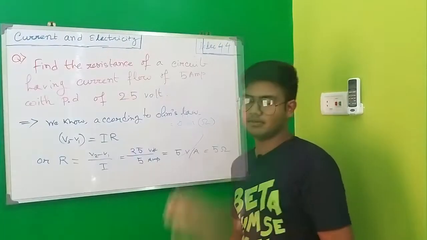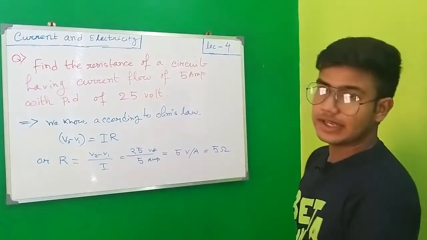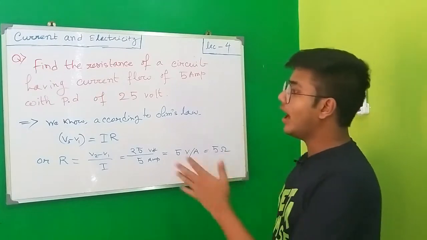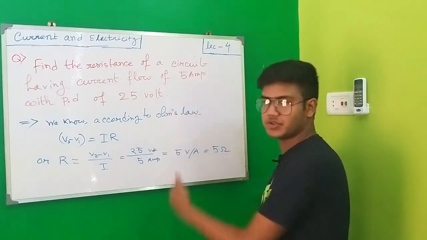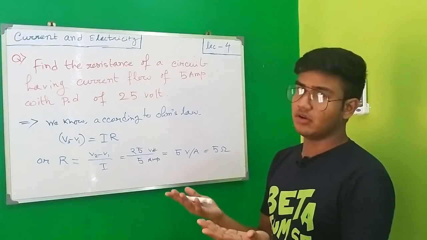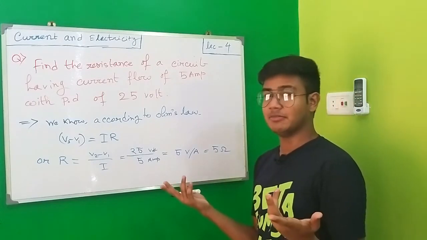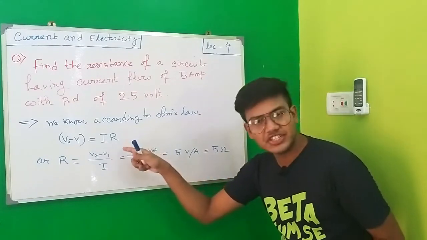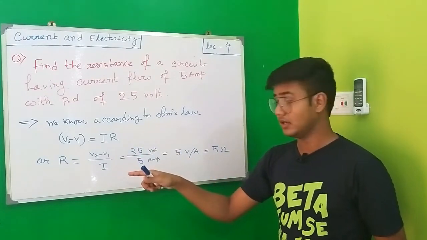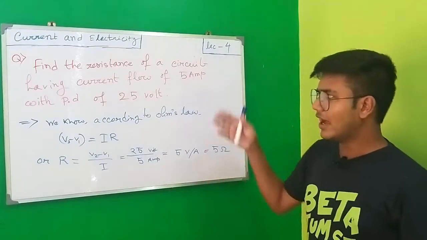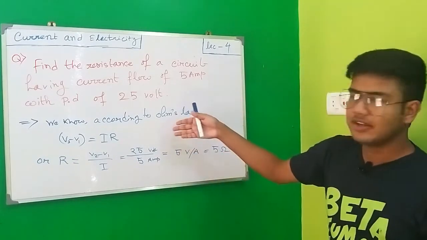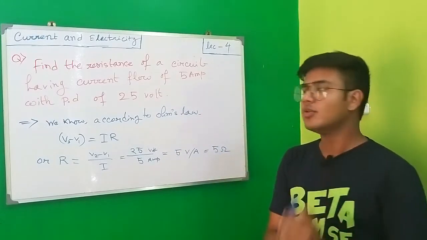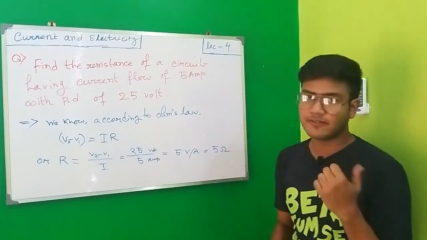Now moving to a sum: find the resistance of a circuit having a current flow of 5 ampere, and the potential difference is given as 25 volt. So we know Ohm's law. By applying that, we can say that R is equal to the potential difference divided by the current. If you put in the values as given, that is 25 by 5, which gives you 5 volt per ampere, that is 5 ohm. So the value of resistance is 5 ohm.